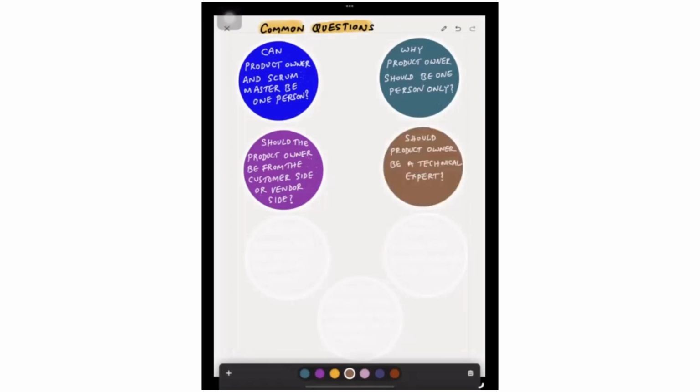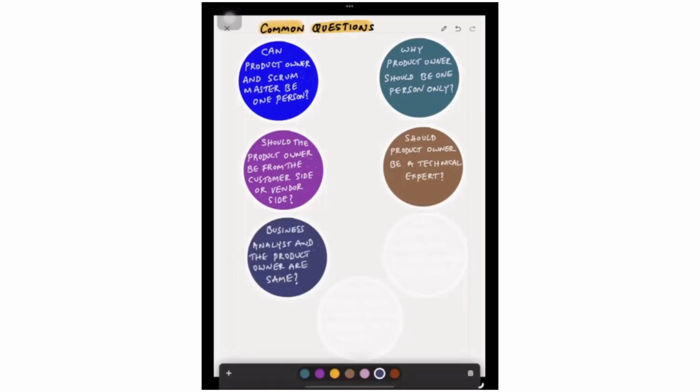Next, should product owner be a technical expert? Not really. Product owner takes care of 4 W's: who wants what when, and the developers take care of how. But from my experience, again, if the product owner has a little bit of technical understanding, know-how concepts, the conversations with the developers will be faster and easier.